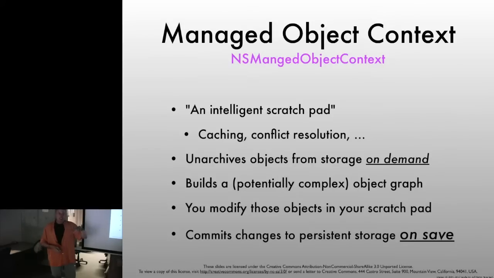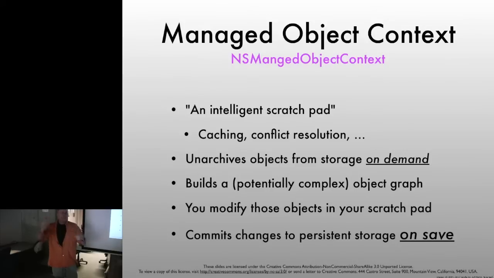But keep that as a broad general overview of what a context is. It's described as an intelligent scratch pad. It handles caching, it handles conflict resolution, undo, like I said. It unarchives objects, pulling them from persistent stores on demand. So it doesn't load your whole object graph and all of the related entities. It doesn't load everything all at once. It's all done on the fly, dynamically. It internally builds the object graph that you saw.